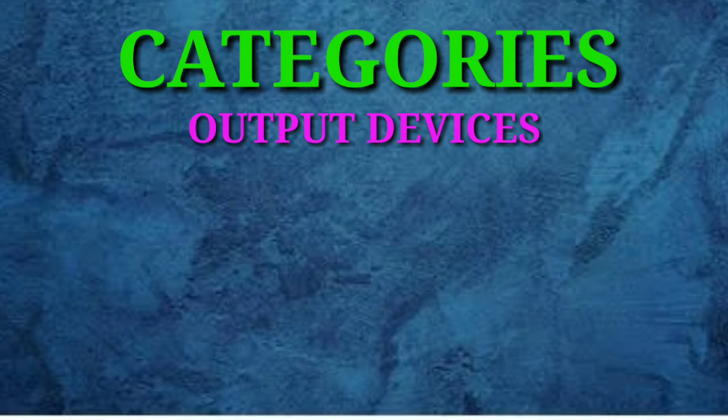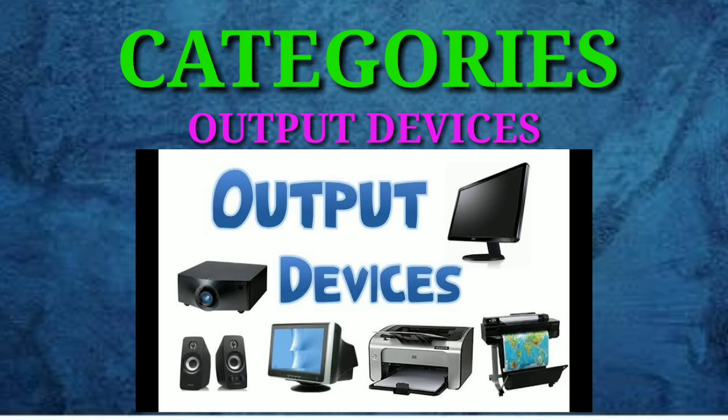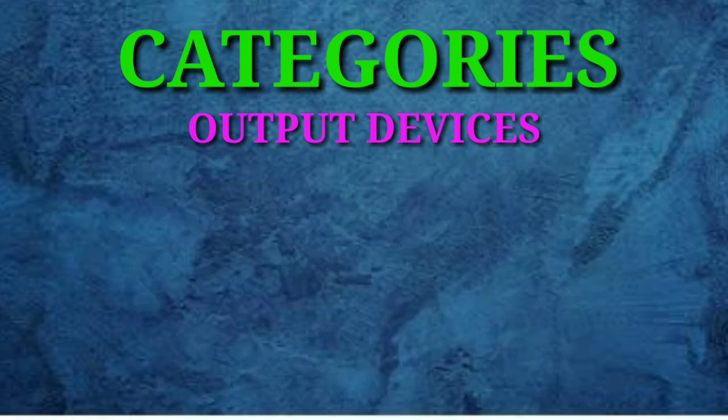Next are output devices. An output device is a piece of computer hardware equipment which converts information into human readable form. It can be text, graphics, audio, or maybe video files. There are different examples of output devices: monitor, speaker, projector, printer, and so on.